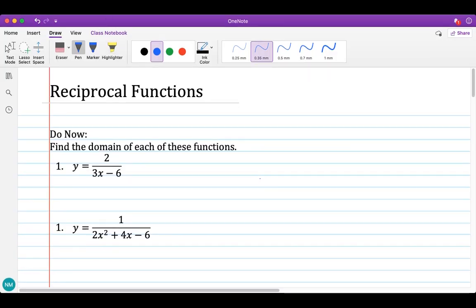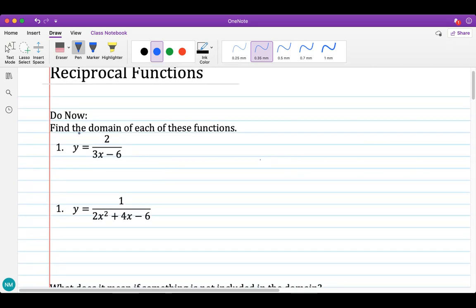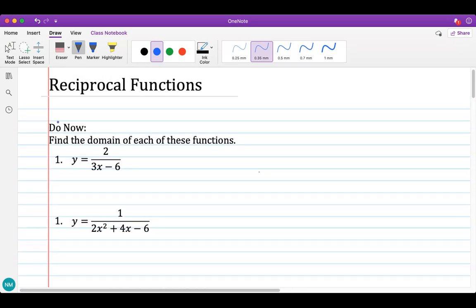Okay, so we are going to learn about reciprocal functions today, which is basically rational functions, a special type of rational function. And then we're going to be introduced to graphing and all that fun stuff. So before we do that, let's do this little do now. Find the domain of each of these functions.